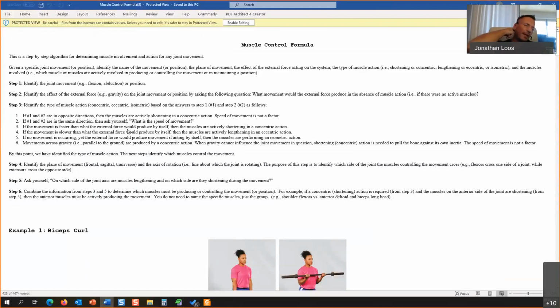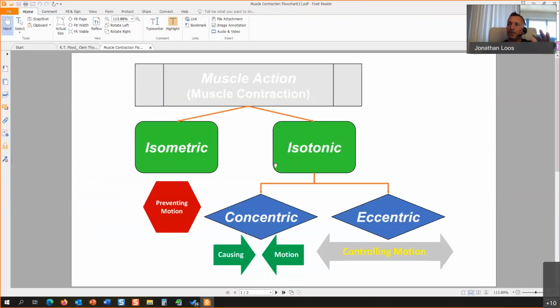I did it for a Blackboard announcement for my other class, and I'll just post it over here. I basically reduced it down to a 3-step process, and it kind of incorporates this flow sheet right here, right? And now that I'm thinking about it out loud, I should do a visual flow sheet for that muscle control. I will create that this week because I think this is a good idea.